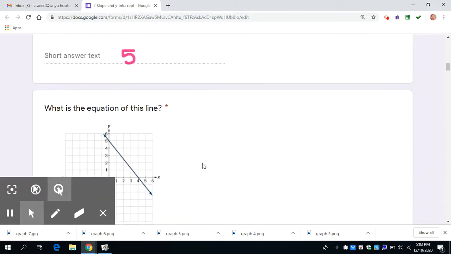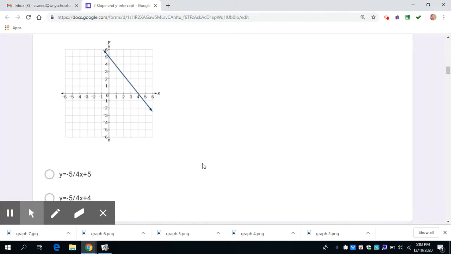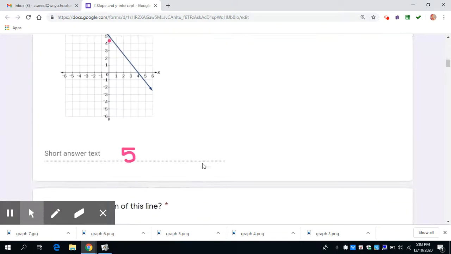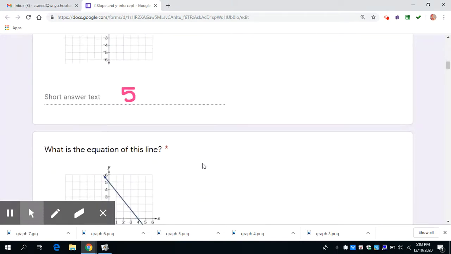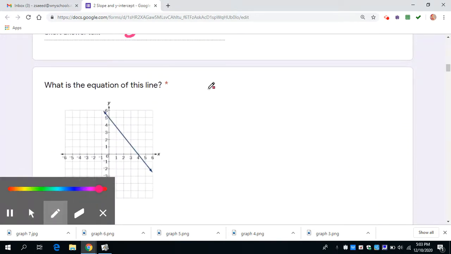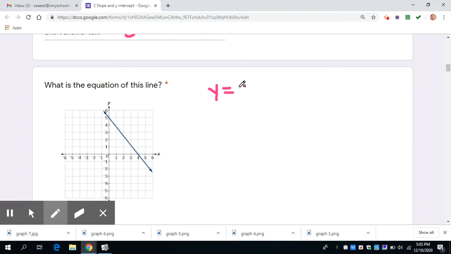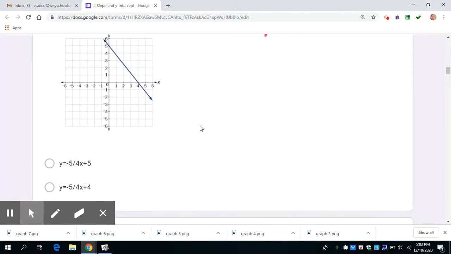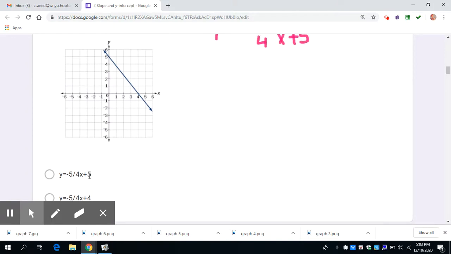They're all like this. What is the equation for this line? So I just found out that my slope up here is -5/4. My y-intercept is 5. So if I put those two together, I have y is equal to -5/4 x plus 5. It's a plus 5, right? Yeah, because that's +5. Let's see if that's an answer choice. -5/4 x plus 5. This one would be my answer.